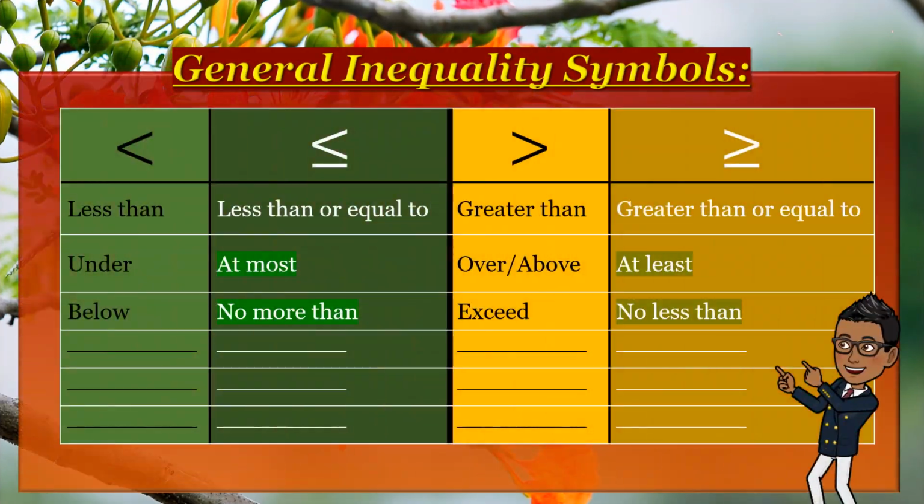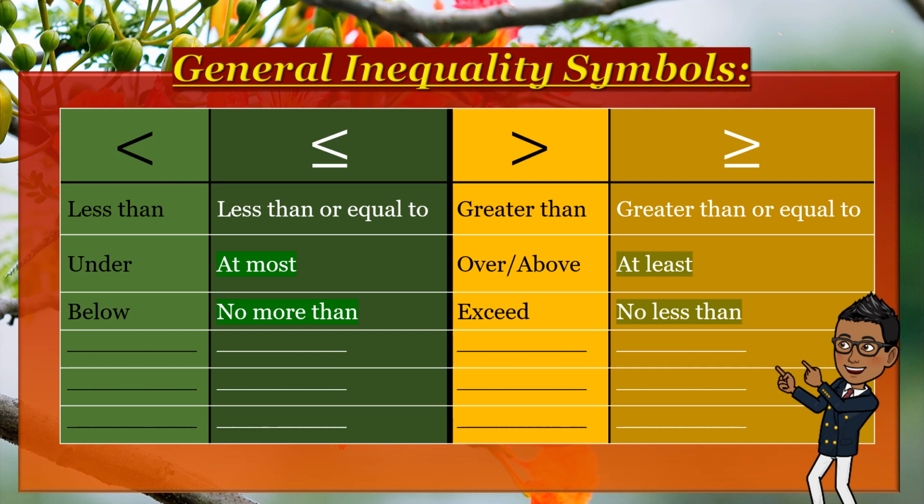Here are some general inequality symbols. First, in the left column, in the light green, that's the less than symbol. Words that are associated with this symbol are less than, under, below. Can you come up with some more? Beside that, in the darker green color, is the less than or equal to symbol. Other words that we can use to represent less than or equal to are at most, no more than, and these are highlighted because these are some tricky ones.